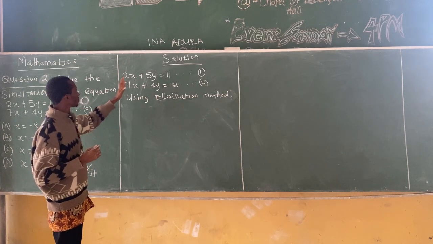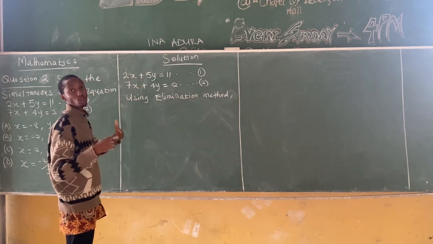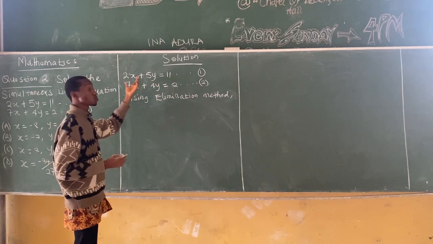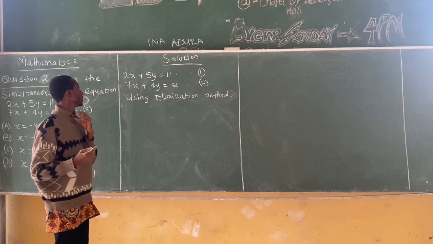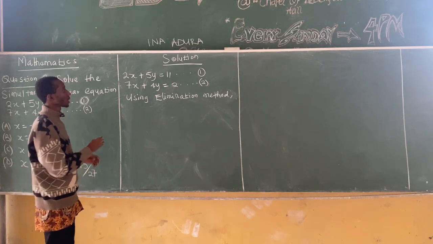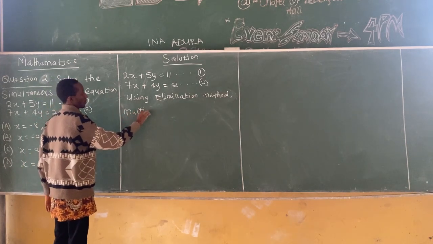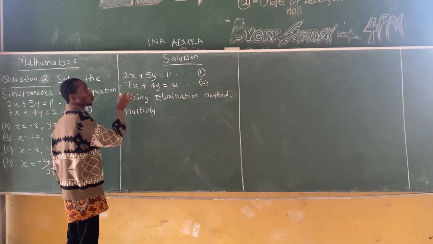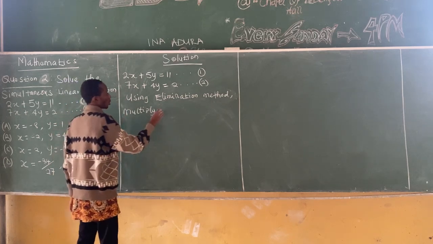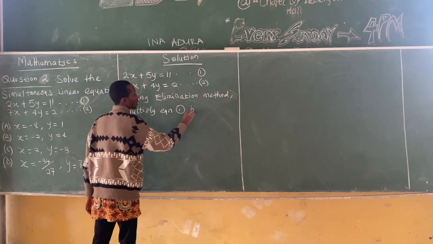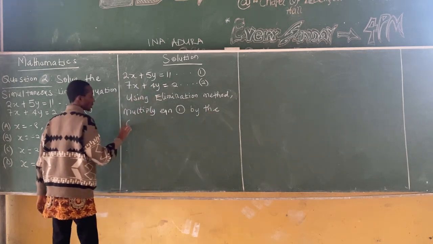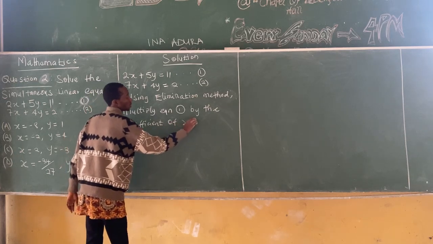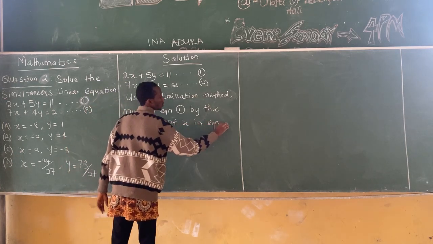So for this equation, let's choose a particular variable we want to eliminate. Let's eliminate x first. Some persons might choose to eliminate y, some might choose to eliminate x. But let's eliminate x first. To eliminate x, we multiply equation 1 by the coefficient of x in equation 2. Multiply equation 1 by the coefficient of x in equation 2.